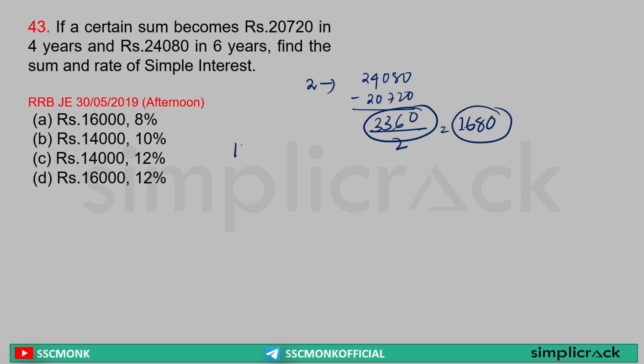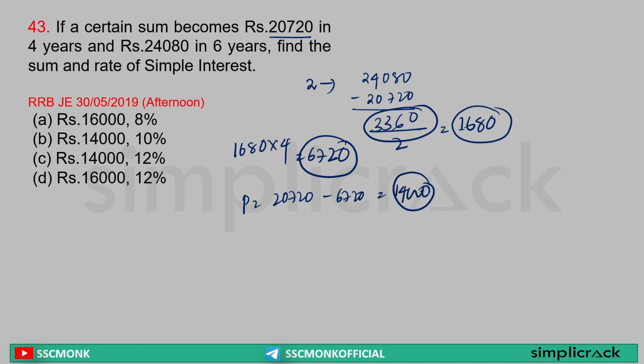Now for 4 years, how much amount of interest will be accumulated? 4 8s are 32, 16 4s are 64 plus 3, 6720. Now this is included in this part. So what is the principal? So 20,720 minus the interest is equal to 14,000. So 14,000 is the principal on which every year the interest is 1680. So rate of interest: 14 ones are 14, 14 twos are 28. So 12% interest on 14,000 rupees. Option C is the right answer.